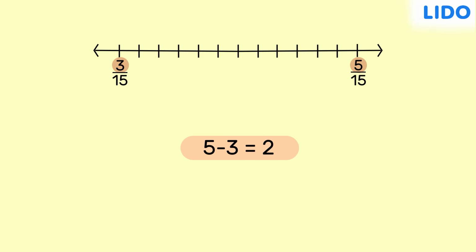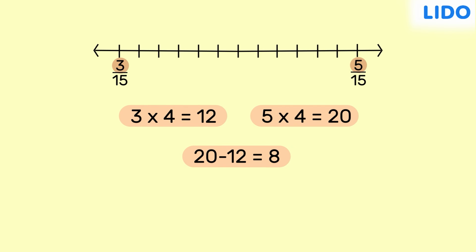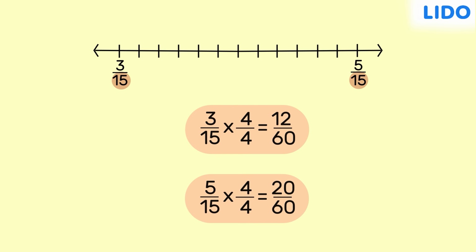What if we multiply the integers 3 and 5 by 4? 3 times 4 is 12 and 5 times 4 is 20. Now, the difference between 12 and 20 is 8. So, we can easily find three integers between them. But because we are multiplying the numerators of both the rational numbers by 4, we should also multiply the denominators by 4 to make them equivalent. So, 3 by 15 becomes 12 by 60 and 5 by 15 becomes 20 by 60.